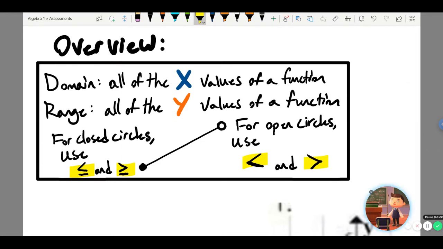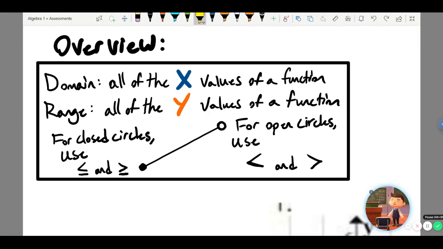As far as this goes for today, we'll keep this to the most simple as we can. So the domain is all of the x values of a function. We're going to use interval notation to express that. And the range is all of the y values of a function. Now, when you look at a function on a graph, it's going to have some endpoints, and we're going to be looking for those endpoints because we want to know where the x values begin and stop, and the same for the y values.